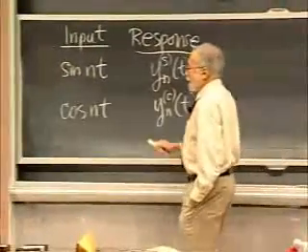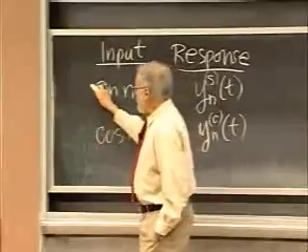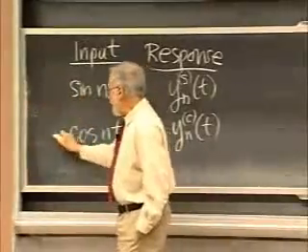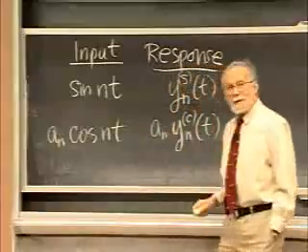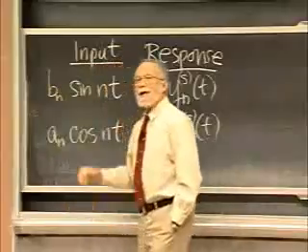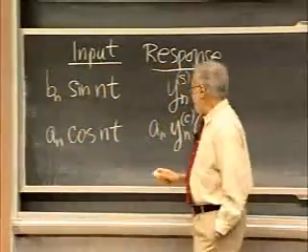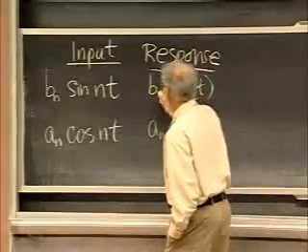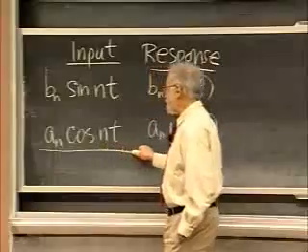Now, suppose I input instead a cosine nt. All you do is multiply the answer by an. Same here. Multiply the input by bn, you multiply the response. That's because the equation's a linear equation. And now what am I going to do? I'm going to add them up.